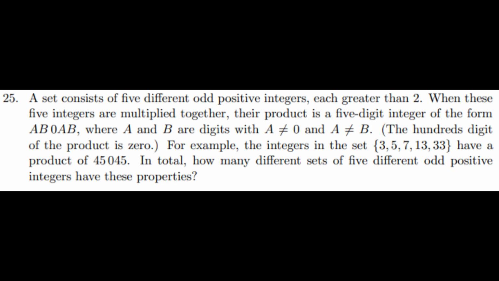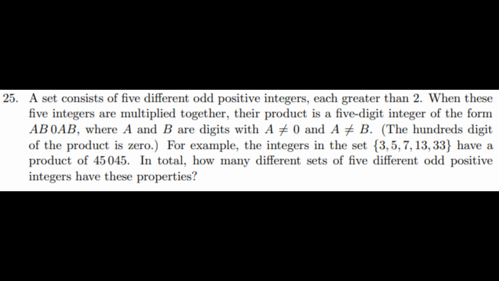Alrighty, so last question. A set consists of 5 different odd positive integers, each greater than 2. When these 5 integers are multiplied together, their product is a 5-digit integer of the form AB0AB, where A and B are digits with A does not equal 0 and A does not equal B.